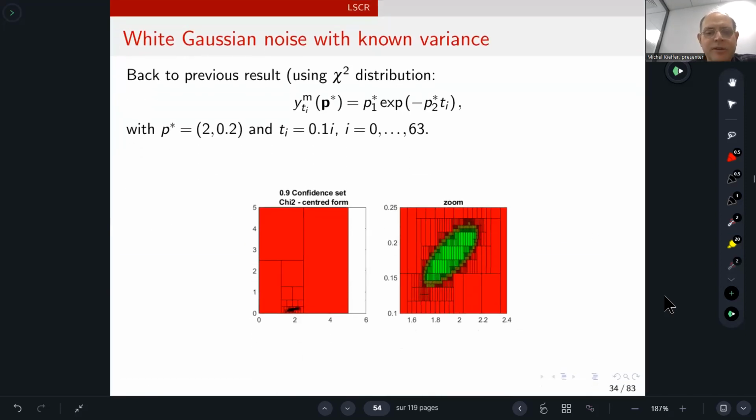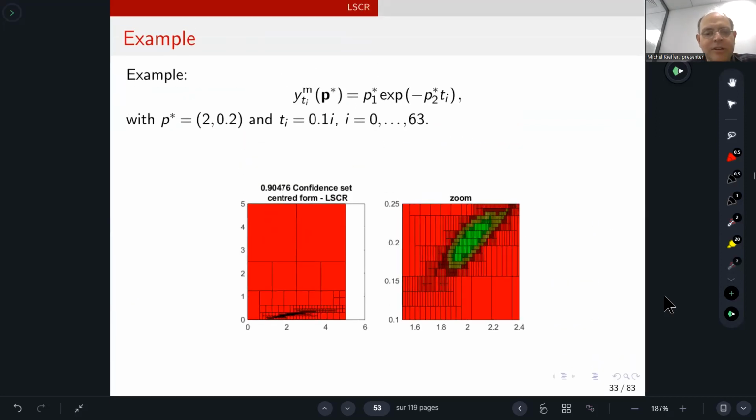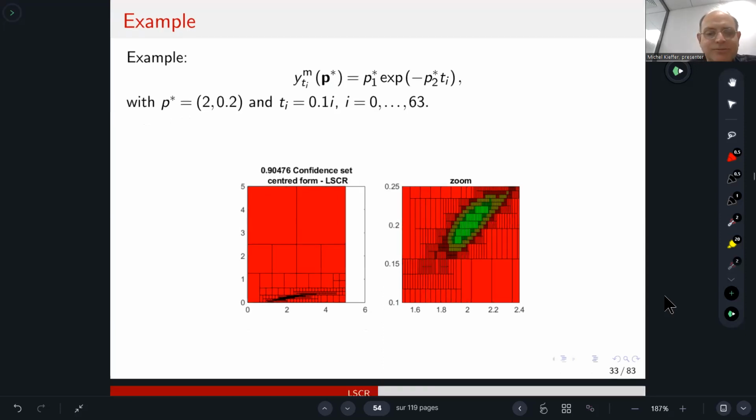Okay, here this is only a reminder to see what the estimate was in the previous case. So this is with the chi-squared distribution with the chi-squared level, and this is a distribution that we obtain using this estimate here.